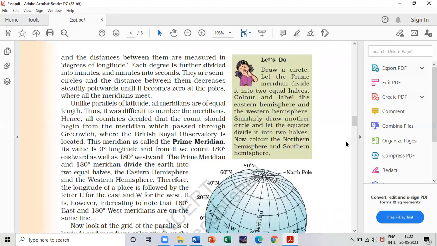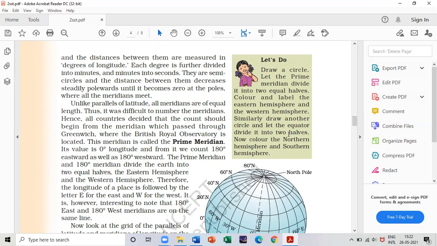And then, there are semicircles, and the distance between them decreases steadily polewards until it becomes 0 at the pole. So underline this, because you may get an MCQ asking whether it decreases or increases. Confusion can arise, so please underline this word, that is, decreases towards the pole. That's why at the pole it is 0.